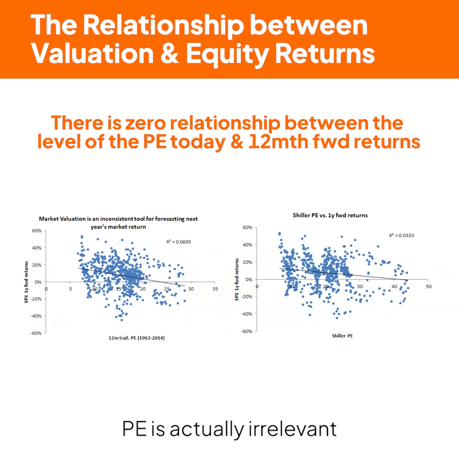Further, the level of the PE is actually irrelevant for forecasting market returns over the next 12 months. In other words, the problem is there is no empirical evidence that the PE ratio has to be mean reverting. Even if we try to smooth the earnings cyclicality by using the so-called Shiller PE, which is price divided by 10-year average earnings, it tells us nothing of 1-year forward returns.